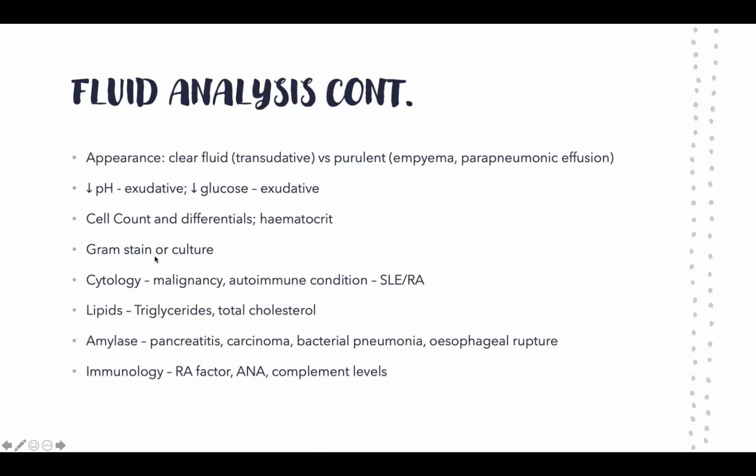Gram staining and culture are important when we're suspecting organisms. Cytology, so looking at the cells for malignancy, or even abnormalities in the cells, could indicate autoimmune conditions as well, so lupus and rheumatoid arthritis. We'll look at the lipid levels.